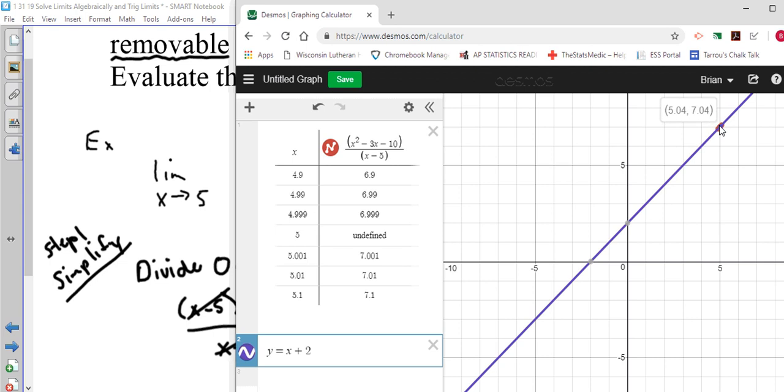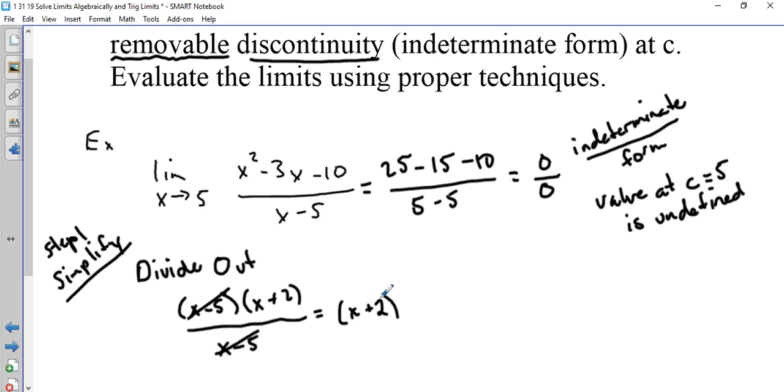If I go to 5 and plug it in there, you can see that it's going to equal 7. And so with this function, we eliminated or removed the discontinuity, and we can now use this continuous function, which is equivalent to this one everywhere except for x at 5, and we can now take this limit. That's step number 2.